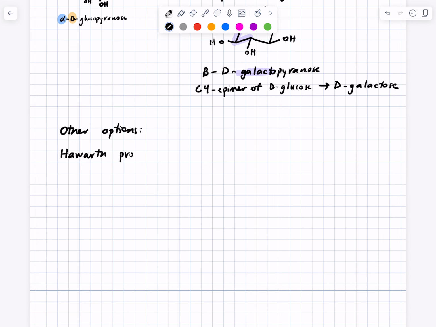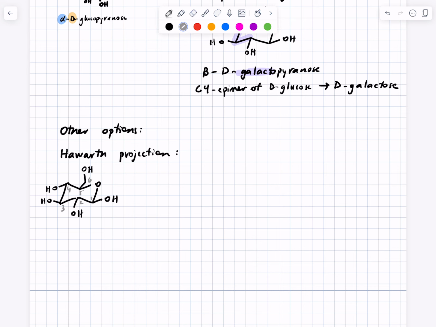There may be O's in there instead of A's. I'm not sure. To do this, you simply take the closed chain form of glucose in its chair, and number 1, 2, 3, 4, 5, and 6.